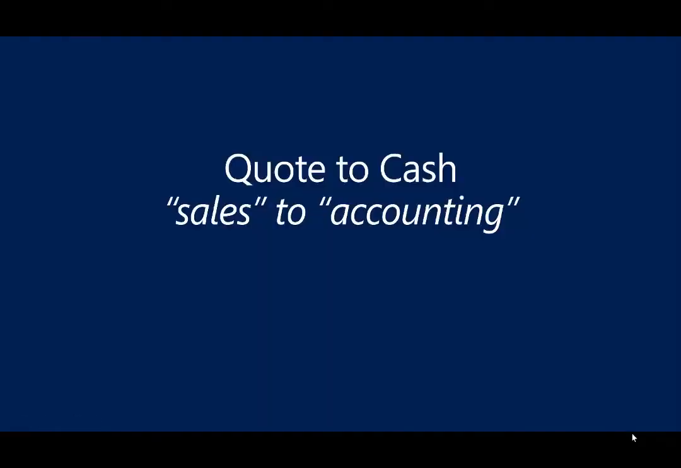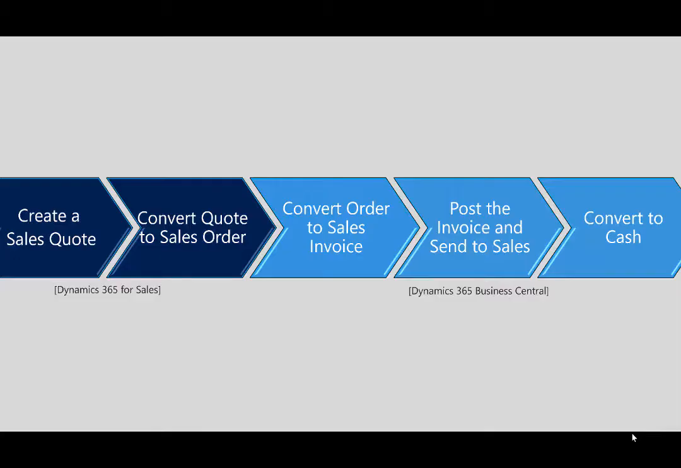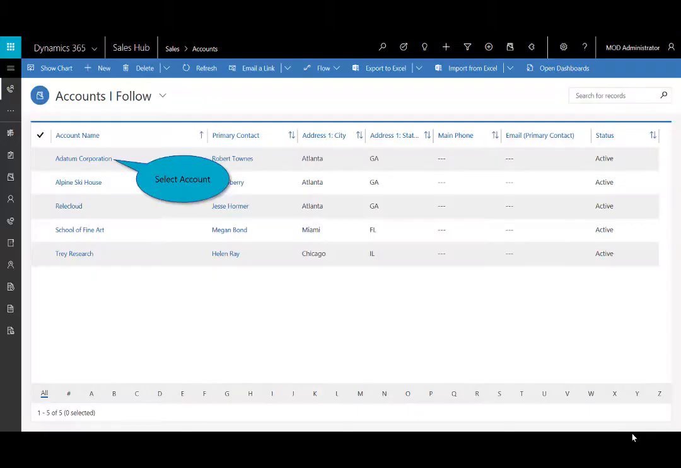In this demo scenario, we'll walk through the process of quote to cash using Dynamics 365 for Sales and the integrated experience into Dynamics 365 Business Central. So what we'll do in the first two steps is to create a sales quote, and we'll convert that quote to a sales order in Dynamics 365 for Sales. Then, once that order has been submitted, we'll follow the process of being converted to a sales invoice. We'll post that invoice, and then we'll convert that to cash. So the first step is to create a sales quote.